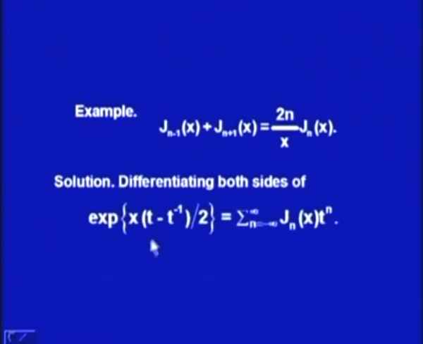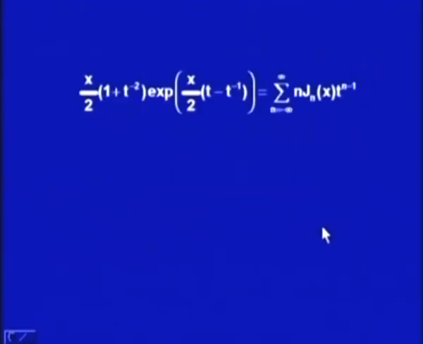So, we know that e to the power x into (t minus 1 by t) divided by 2 is equal to sigma n equal to minus infinity to infinity Jn(x) into t to the power n. When we differentiate this equation with respect to t, what we get is x by 2 into (1 plus t to the power minus 2) into exponential of x by 2 (t minus 1 by t) is equal to sigma n equal to minus infinity to infinity n into Jn(x) t to the power n minus 1.